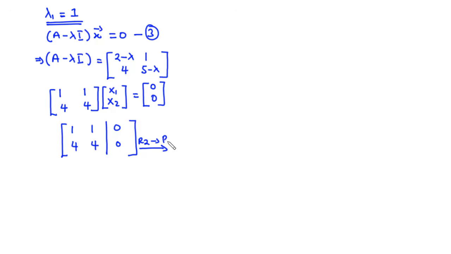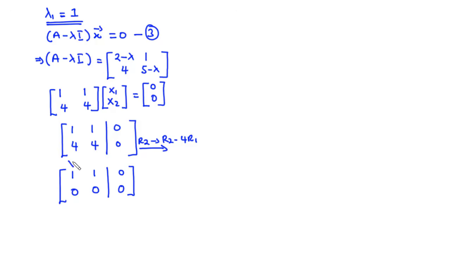So we have row 2 minus 4 times row 1, and the elements in row 1 remain the same. For row 2 we have 4 times 1, which is 4, and 4 minus 4 is 0, and the same applies to this: 0 minus 4 times 0 is also 0. So we have this to be the row echelon form of the augmented matrix.